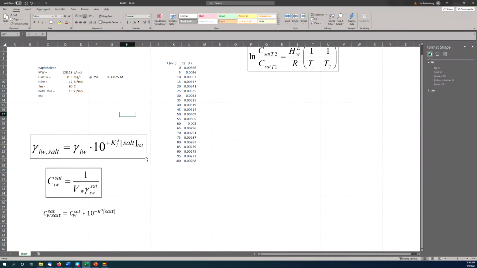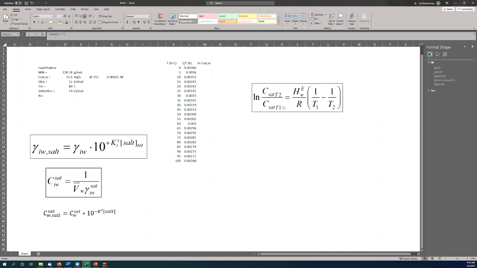So here we are. I've already taken the liberty. This is copied from the previous homework. This is our temperature and our 1 over T. So now I want to calculate my ln C sat W, and we're going to use this equation. Remember, I could express this as ln C at temperature 1 minus ln C at temperature 2. And then I could move ln C at temperature 2 minus ln C at temperature 1, and then I could move the ln C at temperature 1 over here. So my equation would look like this.